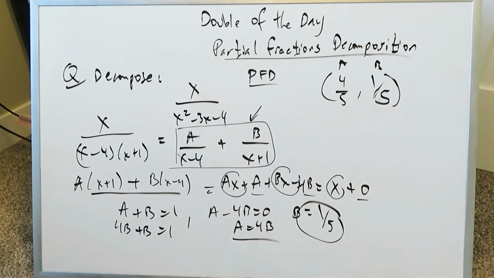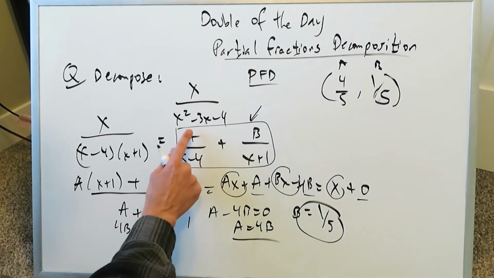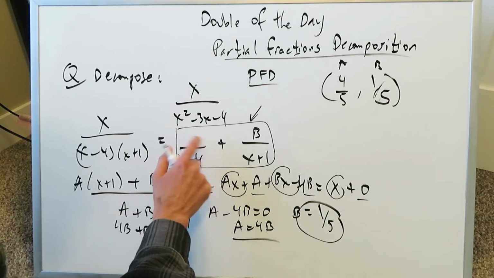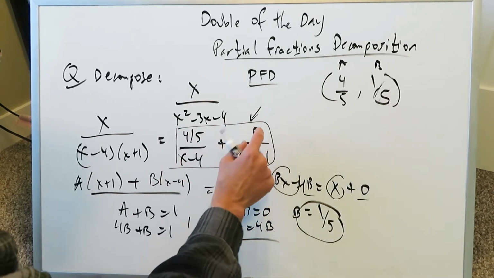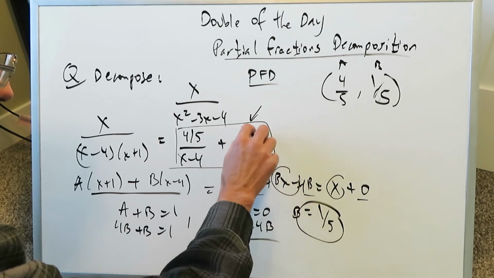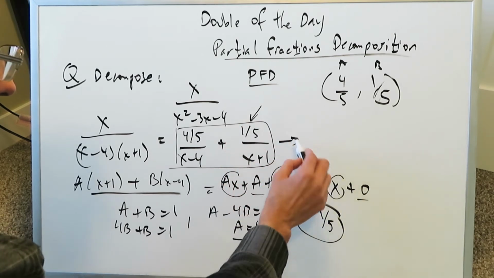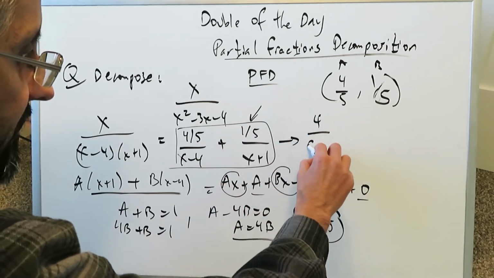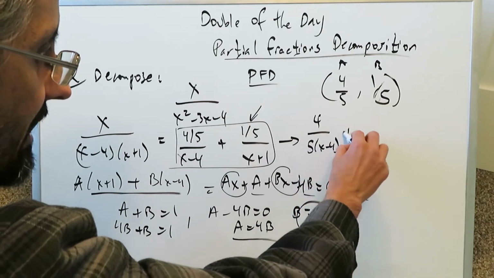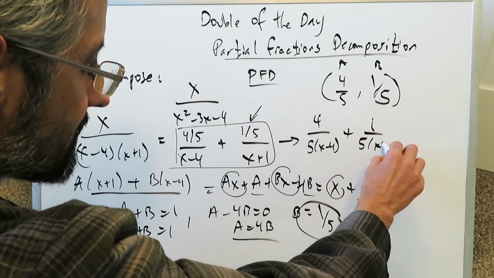I can put those items right here in place of A and in place of B. A is equal to 4 over 5, so why don't I just put 4 over 5? B is equal to 1 over 5, so let's do that. You can write this again here in a clean format. 4 divided by 5 into x minus 4 plus 1 divided by 5 into x plus 1.